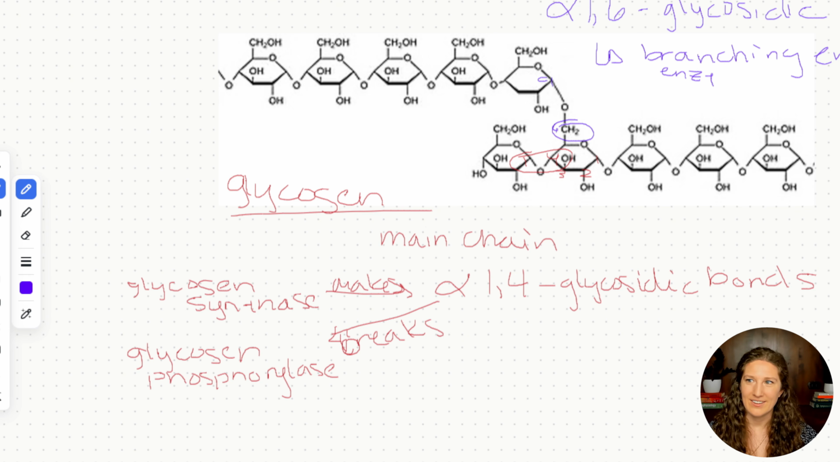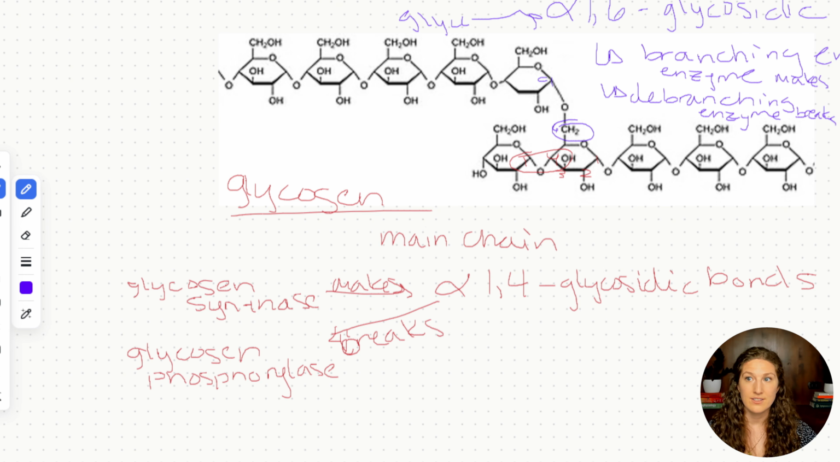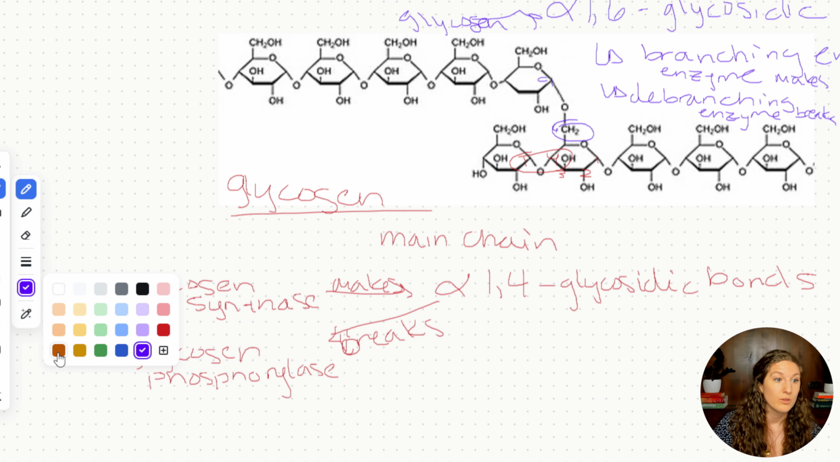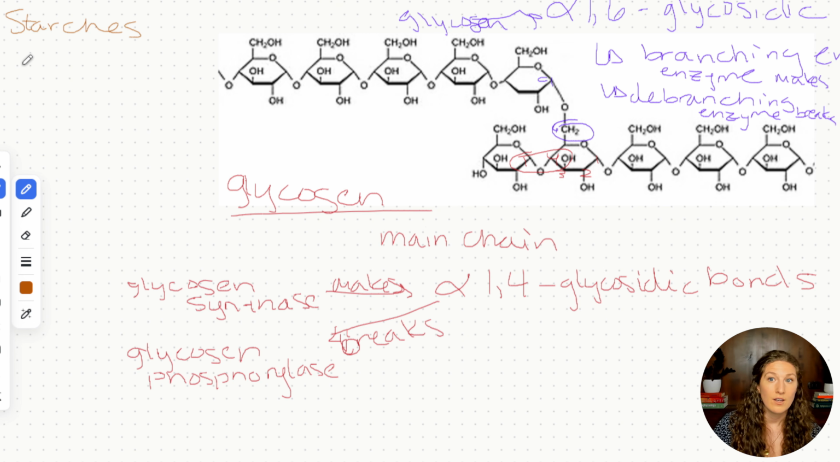Branching enzyme, we'll write down here. And debranching enzyme breaks them. Right, nice and simple. Makes and debranching breaks. Now, these branches are unique to glycogen. So glycogen only has these alpha 1,6 branches. If we're talking about other starches, so other carbohydrate polysaccharides like starches, they will just have alpha 1,4 bonds, okay? So our starches will just be straight chain. I'll just write that up here for you. So starches are alpha 1,4 only.